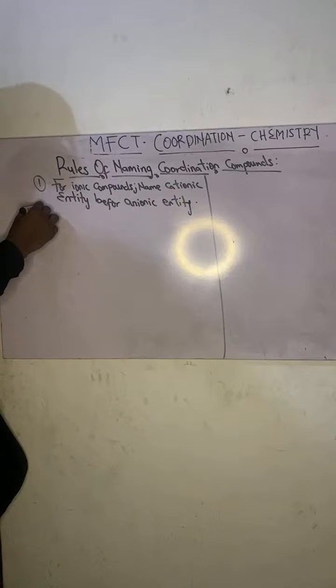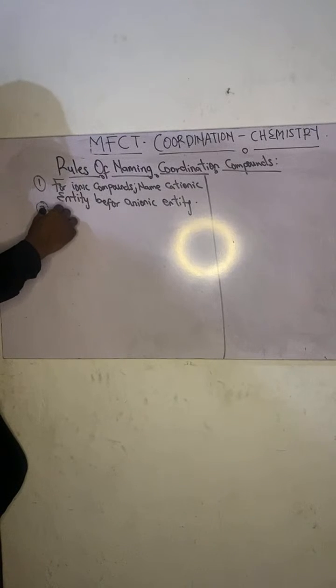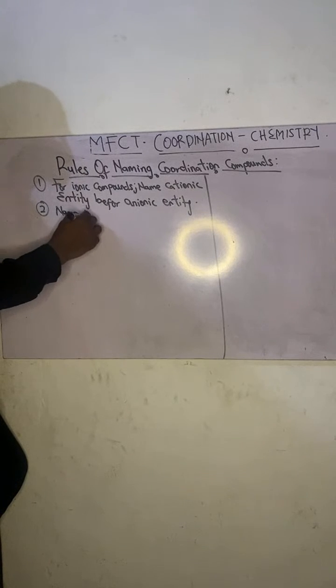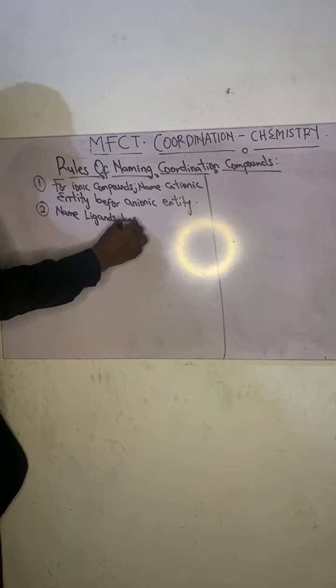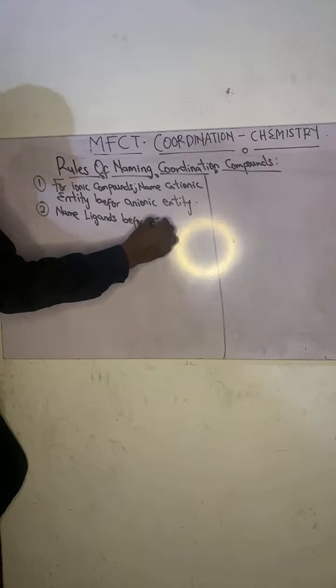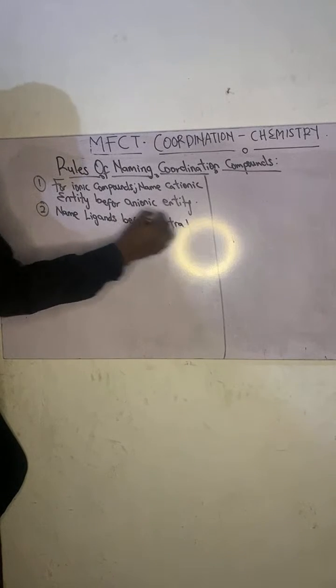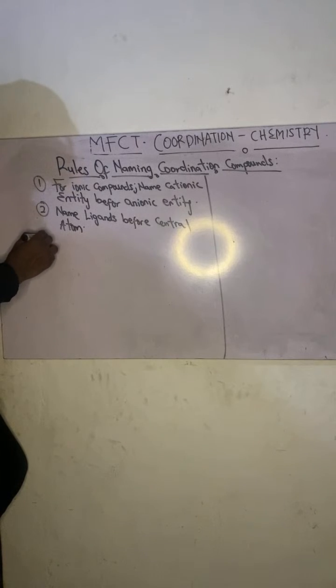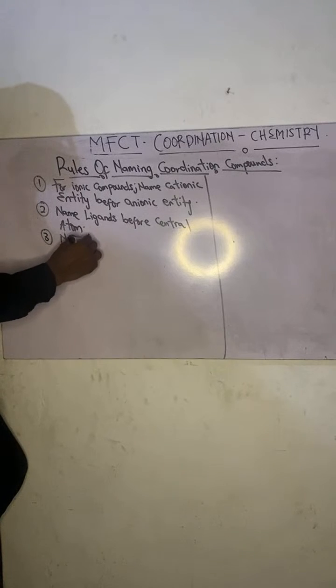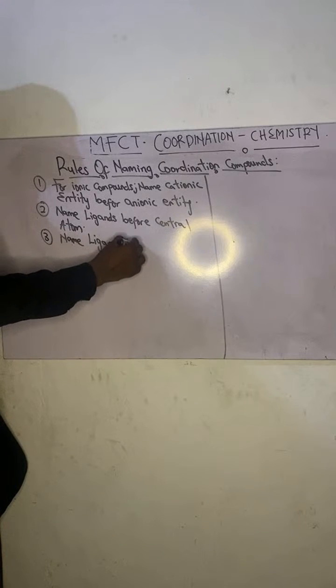The rule number 2, name ligands before the central atom. The rule number 3, name ligands alphabetically.